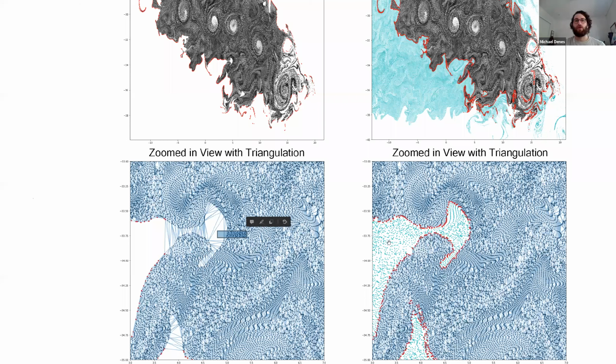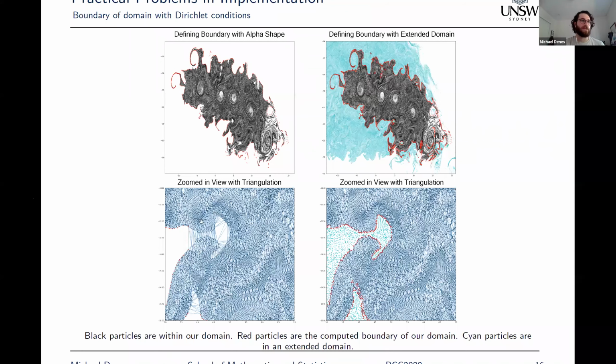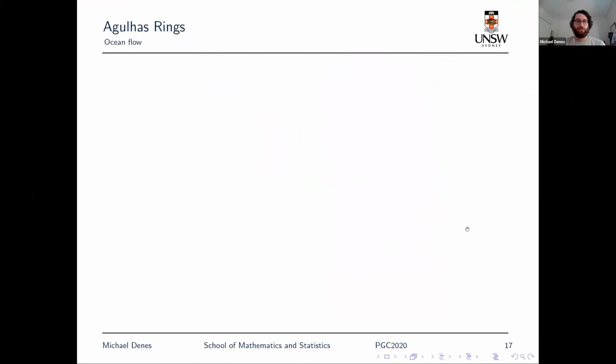If we include a whole number of particles outside of our domain when we build our triangulation, we can see that we have a much finer boundary. So this forces all of our disconnecting sets to be in the interior of our domain rather than potentially including areas like this. Hopefully that makes sense. Okay, so that's a bit on the numerical implementation and some of the problems we can face.